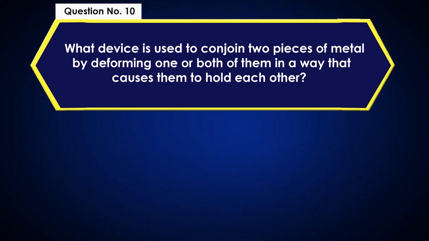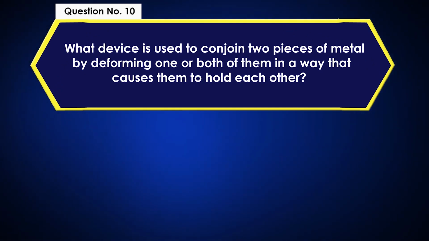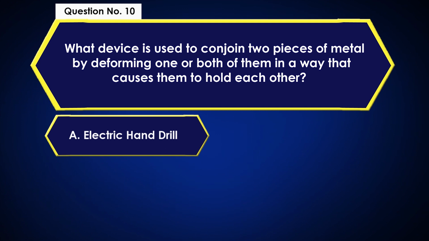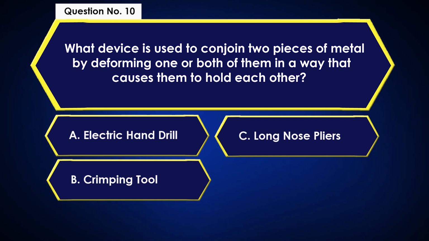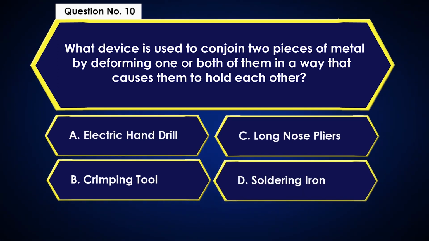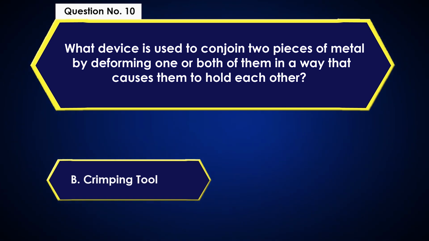Tenth question. What device is used to conjoin two pieces of metal by deforming one or both of them in a way that causes them to hold each other? A. Electric hand drill. B. Crimping tool. C. Long nose pliers. D. Soldering iron. Did you answer letter B? Then you got the correct answer.